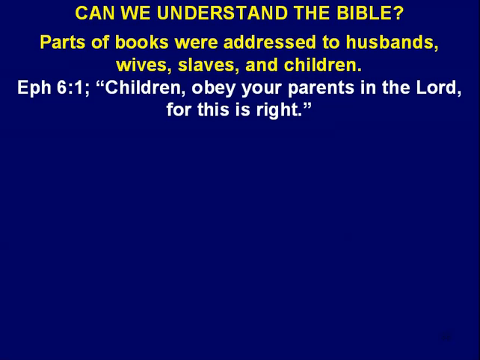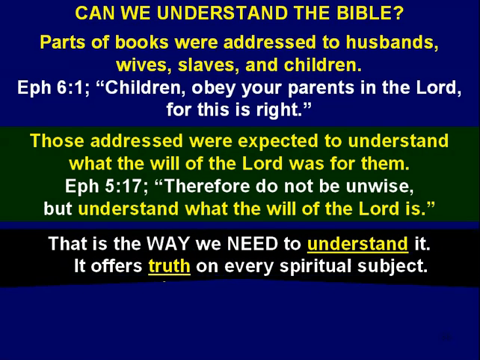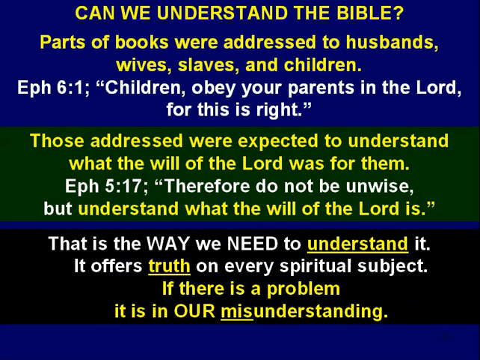Parts of the book were addressed to husbands, wives, slaves, children. Ephesians 6:1, "Children, obey your parents in the Lord, for this is right." Those addressed were expected to understand what the will of the Lord was for them. Ephesians 5:17, "Therefore do not be unwise, but understand what the will of the Lord is." That is the way we need to understand it. It offers truth in every spiritual subject. If there is a problem, it is our misunderstanding.